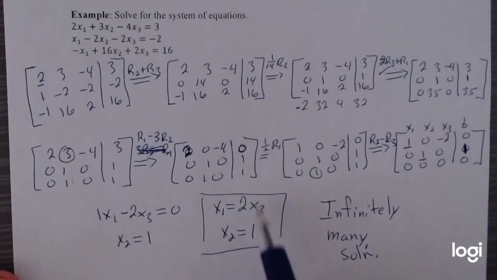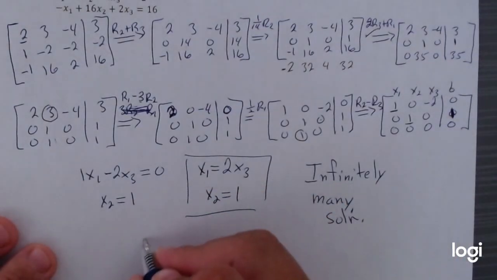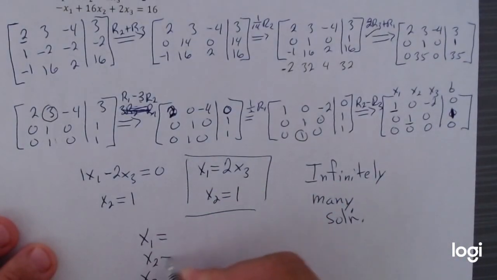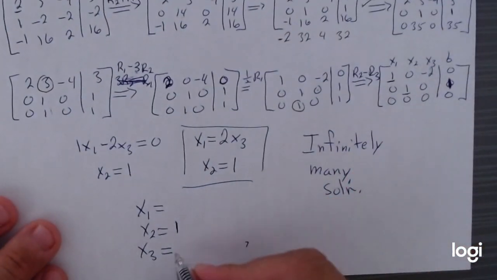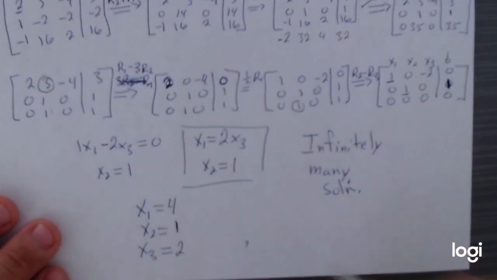With our general solutions being that. Okay. Now again, if they ask for a particular solution, we just write them down. So x2 is always 1, and we get to pick. Let's say x3 we want it to be 2. So in that case, if x3 is 2, that means x1 is going to be 4.